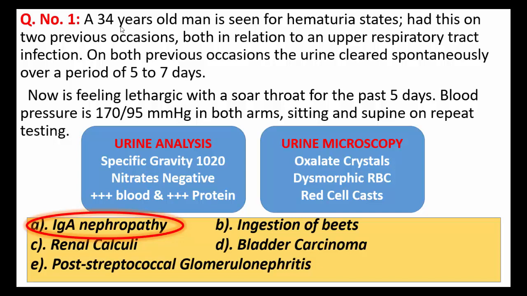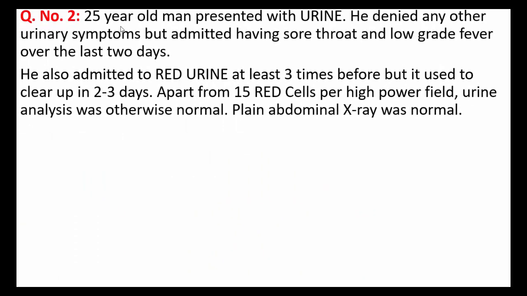So if we see another case, a 25-year-old man presented with red urine. He denied any other urinary symptoms but admitted having a sore throat and low-grade fever over the last 2 days. And one thing is there, the sore throat and post-streptococcal infection of the kidneys, that is called post-streptococcal glomerulonephritis, and we have to distinguish between the two.